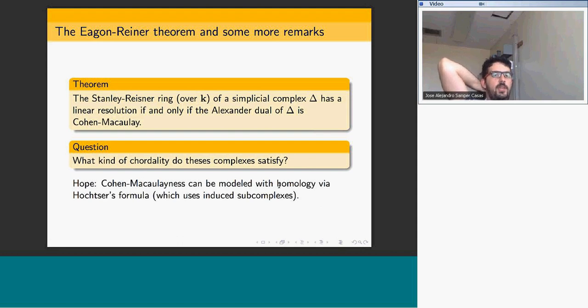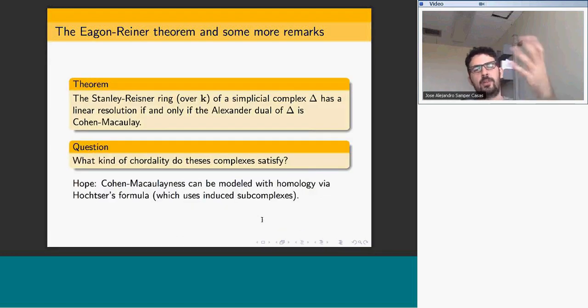So Cohen-Macaulay means that the Stanley-Reisner ring is a Cohen-Macaulay ring, and being Cohen-Macaulay means that the link of every face only has reduced homology in the dimension of the link. It's a classical theorem of Hochster in this transition between commutative algebra and topology.